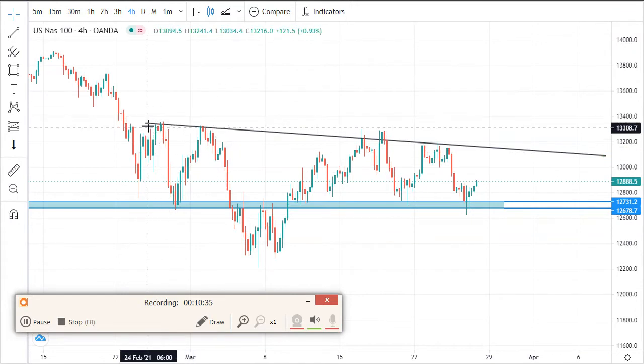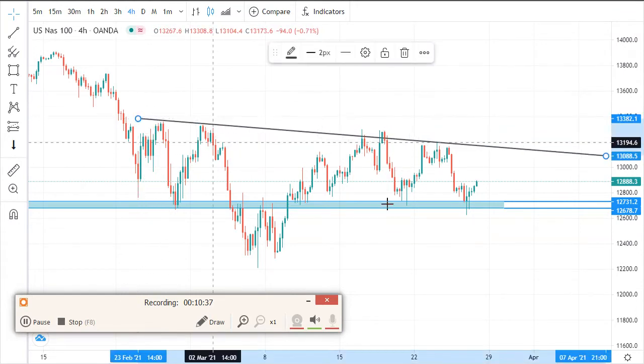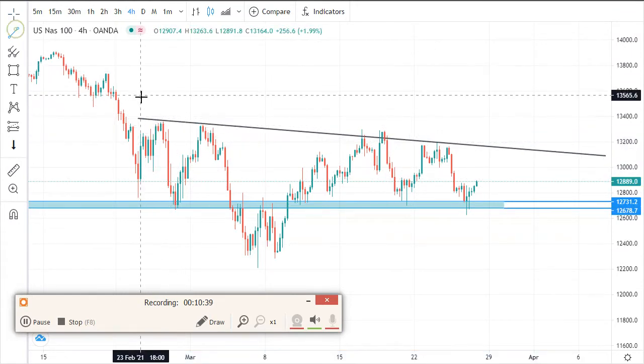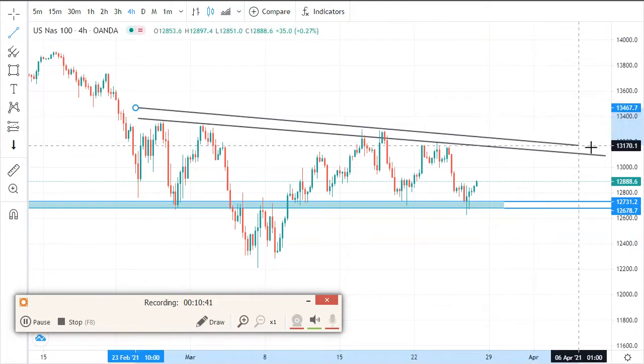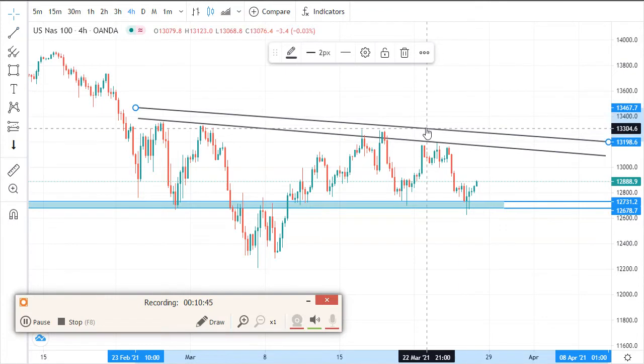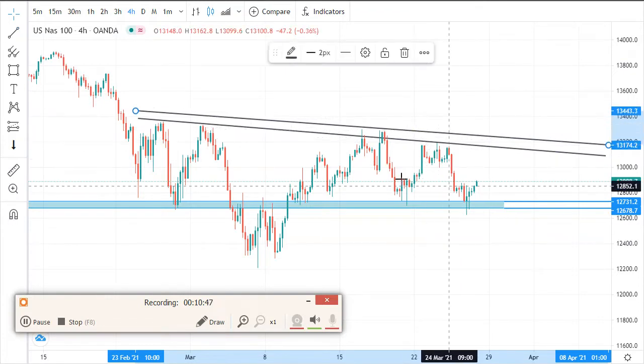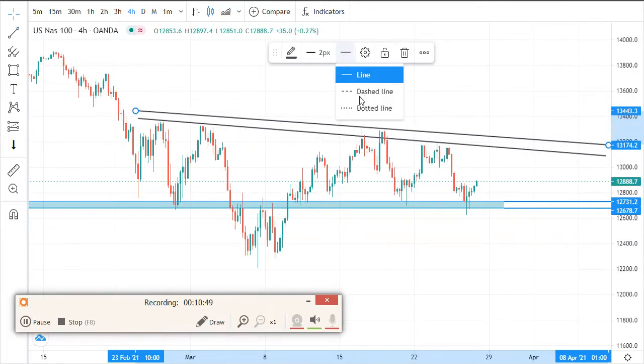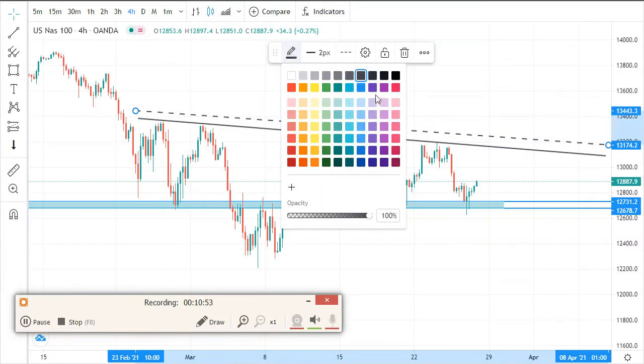and extend it like that. Remember, this is a zone, that's why I like to draw two lines like this, because the market will not only circulate around that line, obviously it will circulate around that zone.